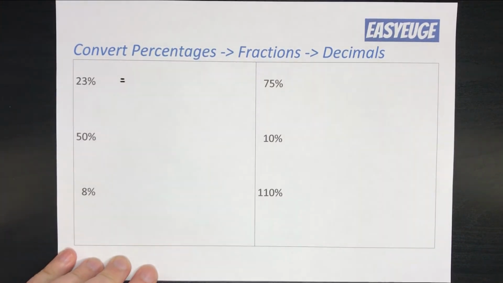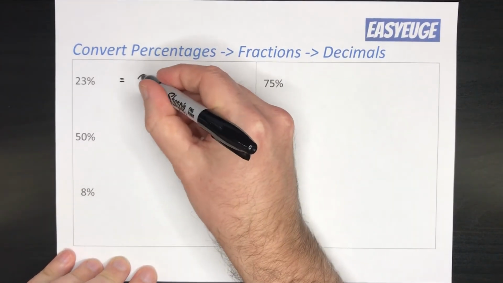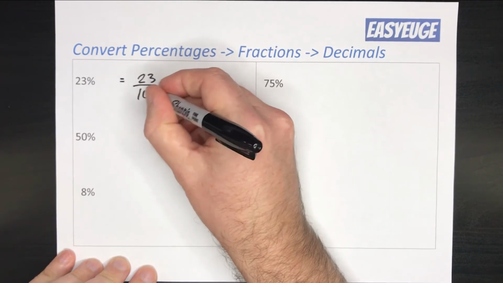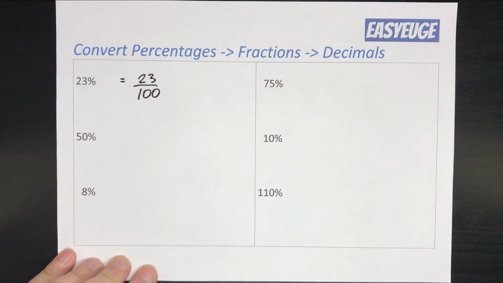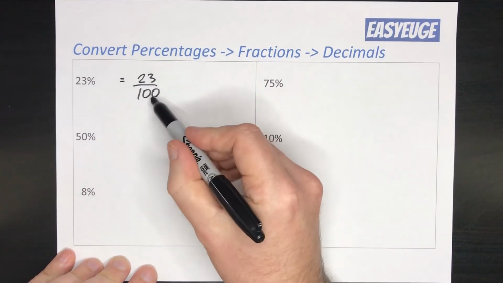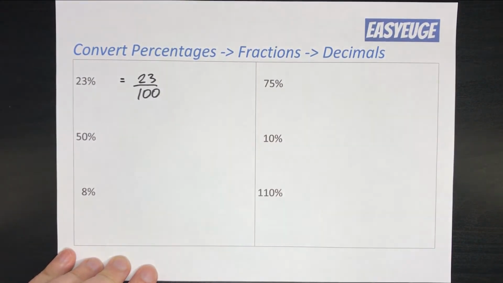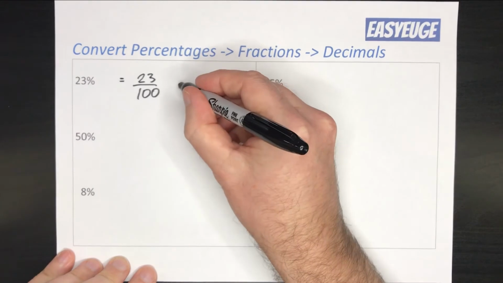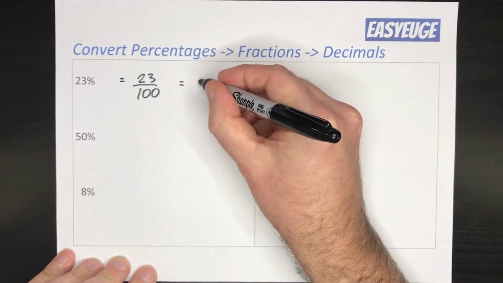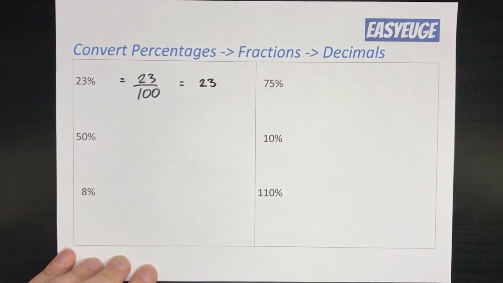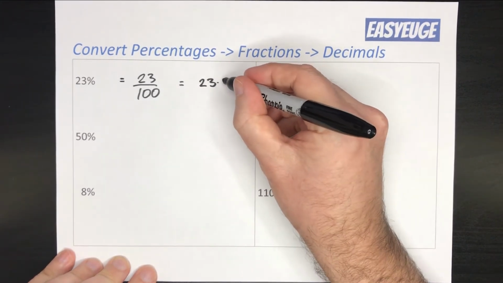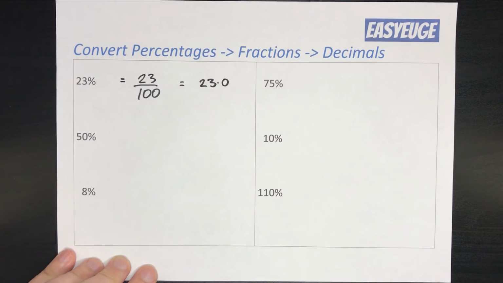We know from the first part of the video that is very simply 23 over 100. There you go. That's your fraction. How do you convert a fraction into a decimal number? Well, you very simply write down that number 23. And we know that 23 as a decimal would be 23.0. It's the same value as the number 23.